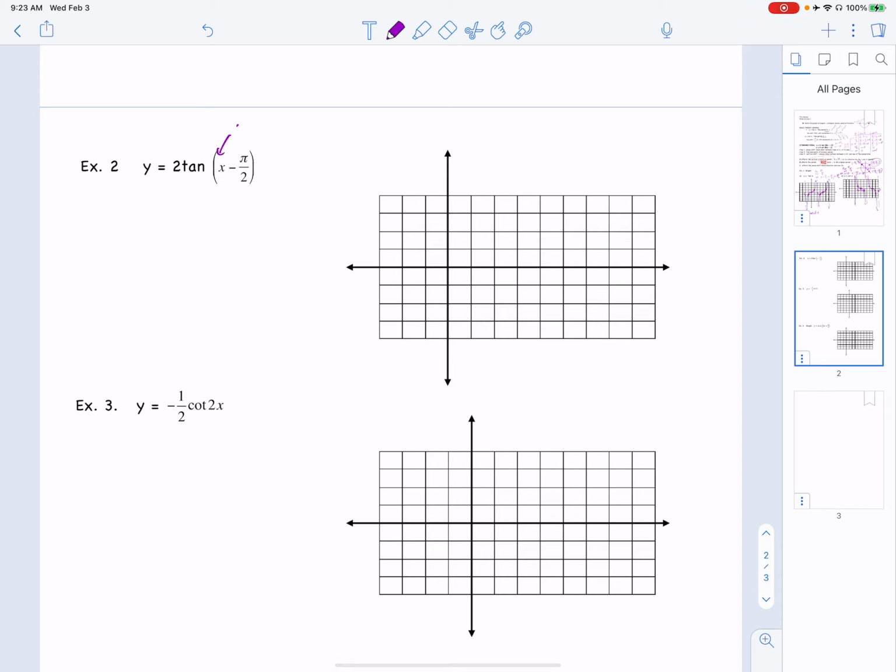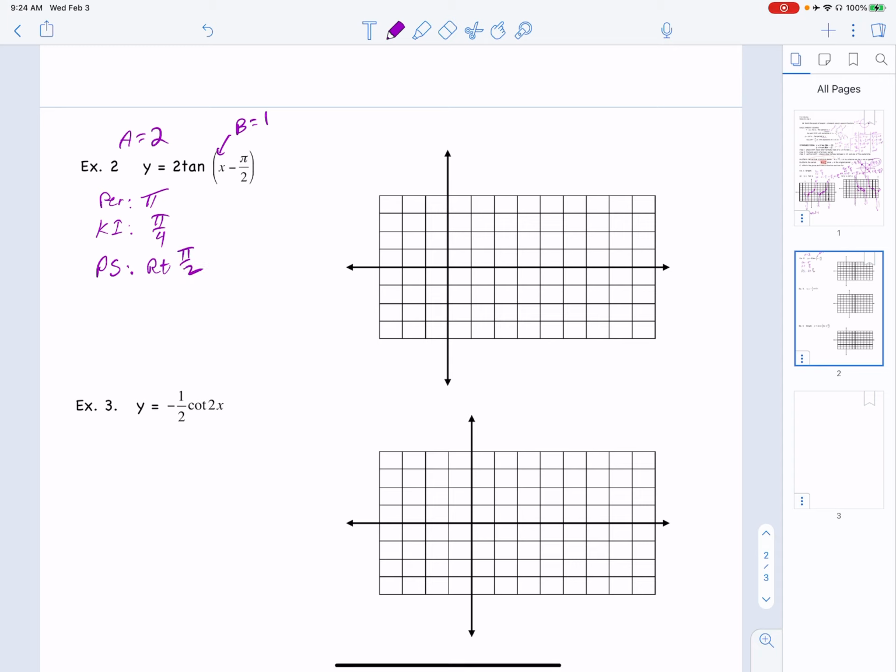The b value in here, it's a 1x, so b is just 1. And the a value is 2, which means we're going to be stretching these at 2. And our phase shift is going to be right pi halves. So my period is still pi. My key increment is pi fourths. And my asymptotes are going to shift. So I don't want to get those equations yet. I have my phase shift is right pi halves.